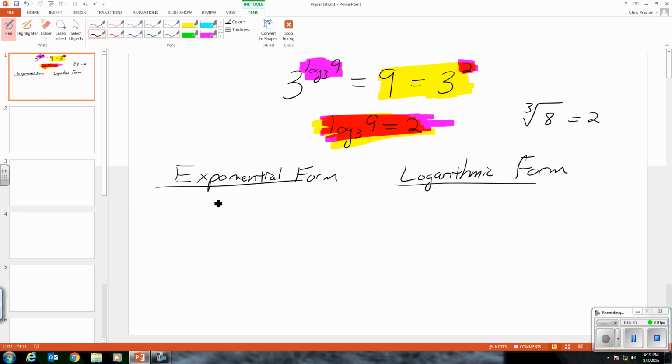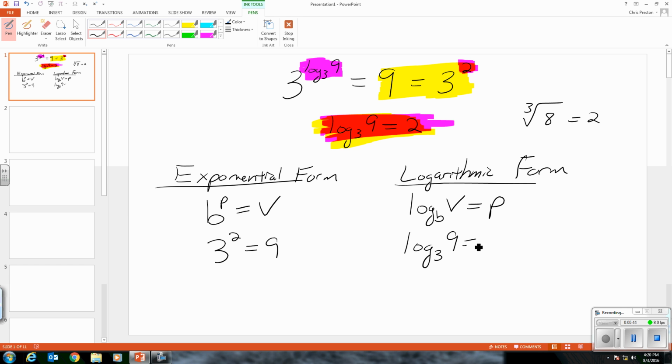So in exponential form, you have a base, you got a power, and you got a value. In logarithmic form, you have log based on the base of the value equals the power. So in my example up here, 3 squared equals 9 can also be described as log base 3 of 9 equals 2. And so we can convert between these two formats. These formats are giving me the same information, just in slightly different ways.